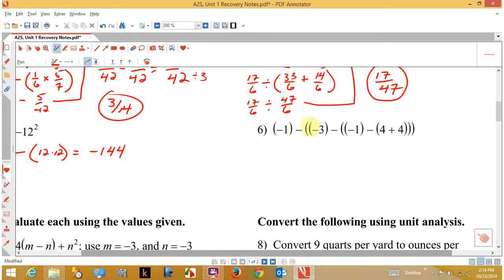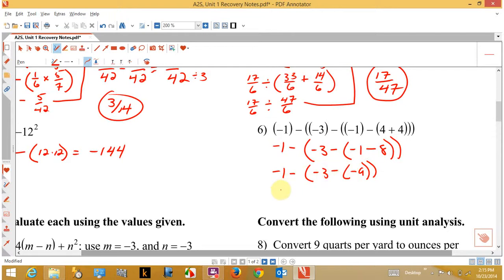Okay, we got a bunch of parentheses going on here, and so let's look at the inner one. We're going to have a negative 1 minus, and now I've got negative 3 minus, parentheses, a negative 1 minus, and I have 4 plus 4. So working this inner parentheses first, I get 4 plus 4, that's 8. Okay, negative 1 minus, parentheses, now let's work this inner parentheses, negative 1 minus 8, it's going to be a negative 9.